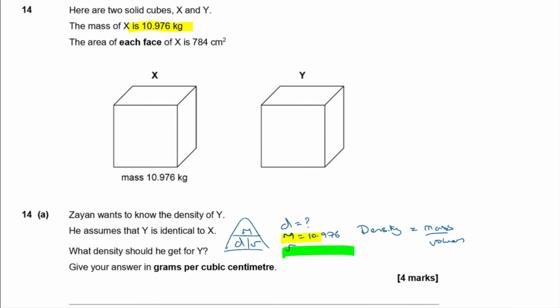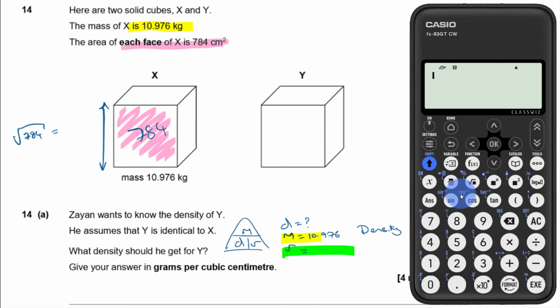Well, we don't yet, but we know some things about this cube, don't we? We know the area of this face here. Each face has an area of 784. So then what is the length of this cube? Well, all the lengths are the same. So if I take the square root of 784, what's that equal to? So calculator, what is the square root of 784? Calculator says it's 28, Tony. Okay, so that is 28.